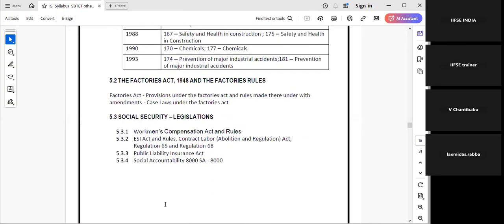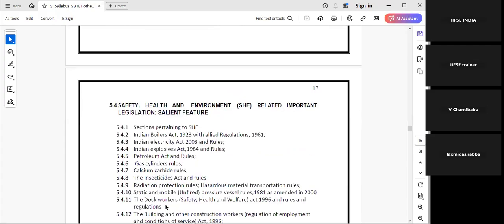Then we discuss the Factories Act 1948, and we'll discuss the AP Factories Rules. Then we have social security legislations with respect to the Compensation Act and rules. We discuss ESIC, its applicability, and the various benefits covered under ESIC. Then we'll talk about public liability and insurance, and social accountability also. SA 8000 also we are going to cover.